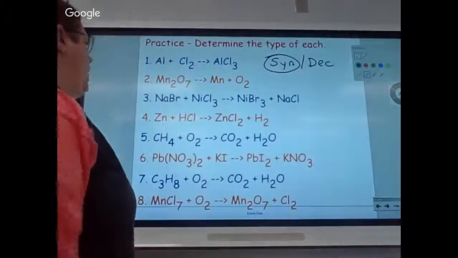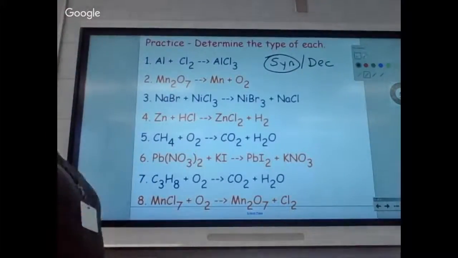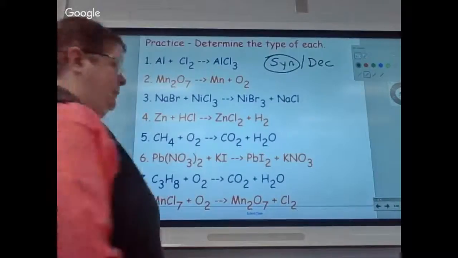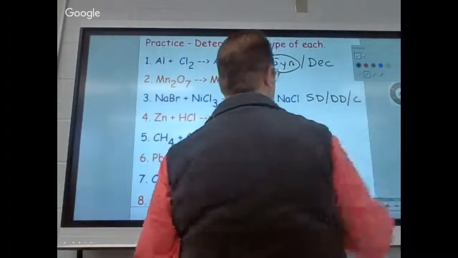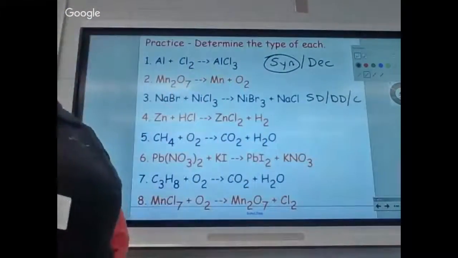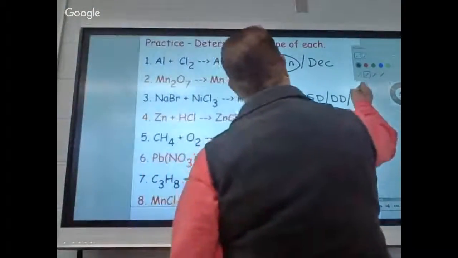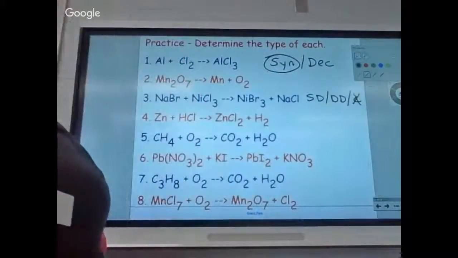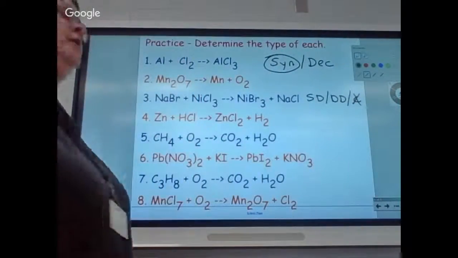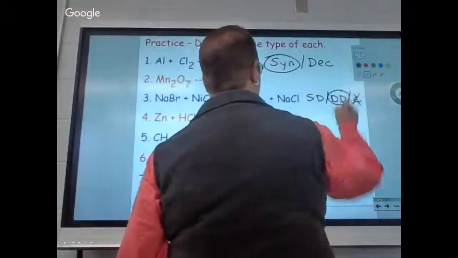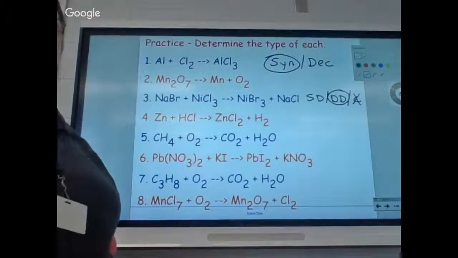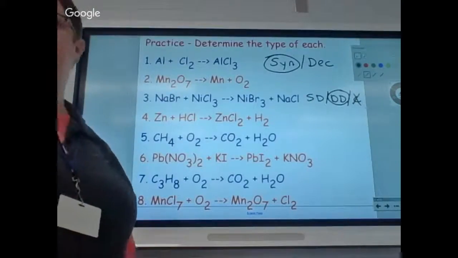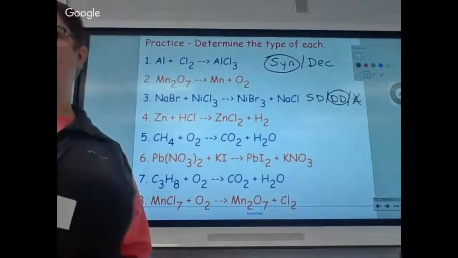All right. If we jump down to number 3, how many plus signs do we see? So we're either single, double, or combustion. Did we make CO2 plus water? No. So not combustion. Do we have an element plus a compound or 2 compounds? If we're 2 compounds, we're double. You with me? Okay. Do we write this? Just the type.